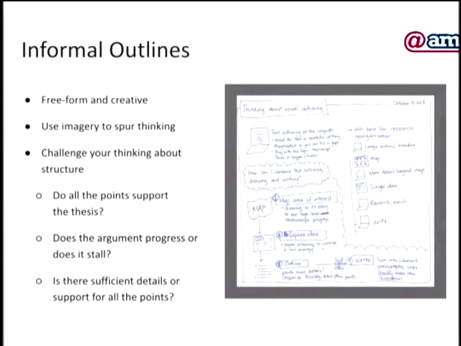And here's some informal outlines. You can see there's a mixture of visuals, a mixture of ideas. It's just free form. It's creative. You don't have to stick to that hierarchy: Roman numeral 1, letter A, numeral 1. You can go ahead and put your ideas however it makes sense to you. Use imagery to help you as you get stuck thinking, then draw a little picture about it, see if that sparks another idea. And this is also a great way to challenge those ideas of structure.